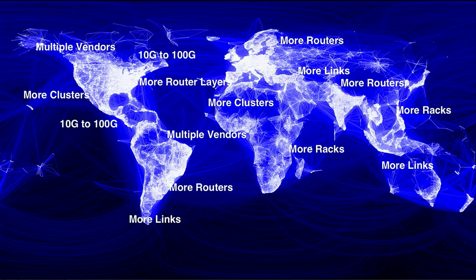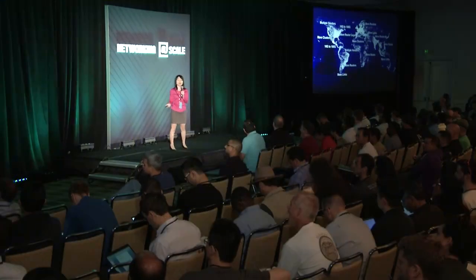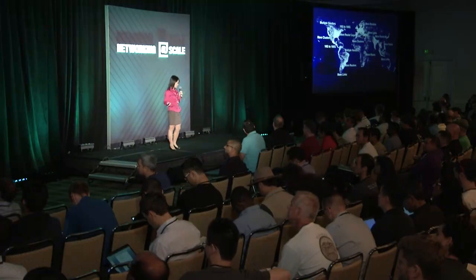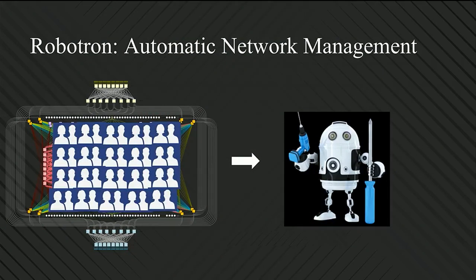how do we do all of this complicated global edge network upgrade fast and smoothly? Of course, human manual upgrade is impossible because it's inefficient, unscalable, and error-prone. We have to do it automatically. Thus, we use Robotron, our automatic network management system.